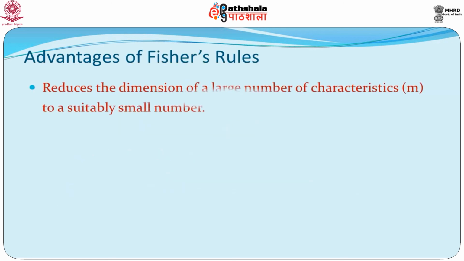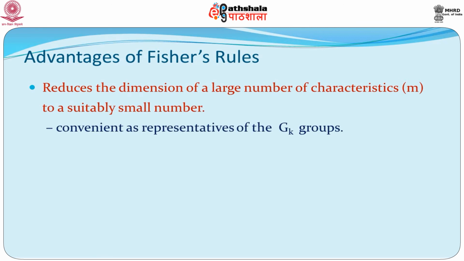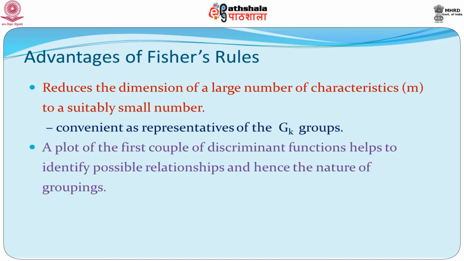So, what are the advantages of Fisher's rule? Number 1, it reduces the dimension of a large number of characteristics m to a suitably small number q, which is very often either 2 or 3. It is convenient as a representative of the G groups. It is easy to see that if you have m variables, grouping would become much more difficult than if you have 2 or 3 characteristics to group by. A plot of the first couple of discriminant functions helps to identify possible relationships and hence the nature of groupings.